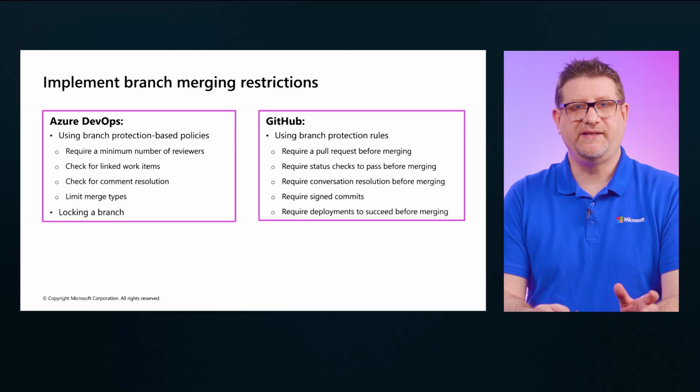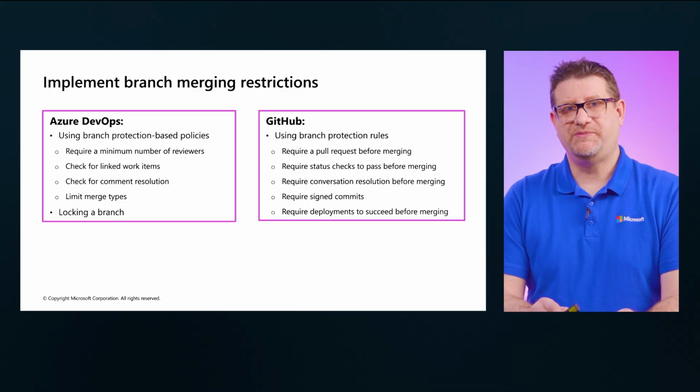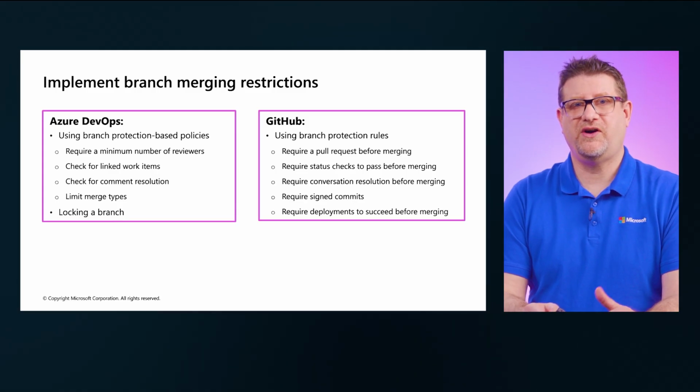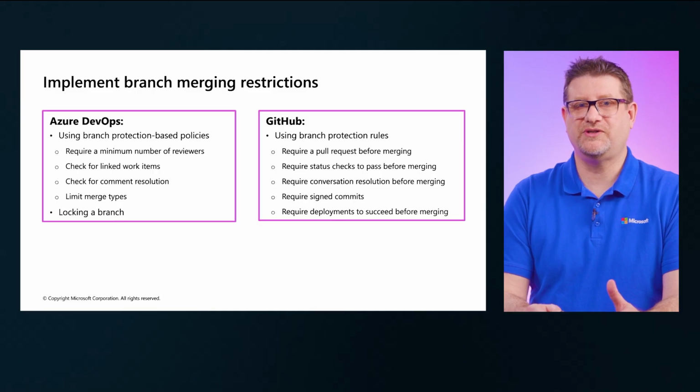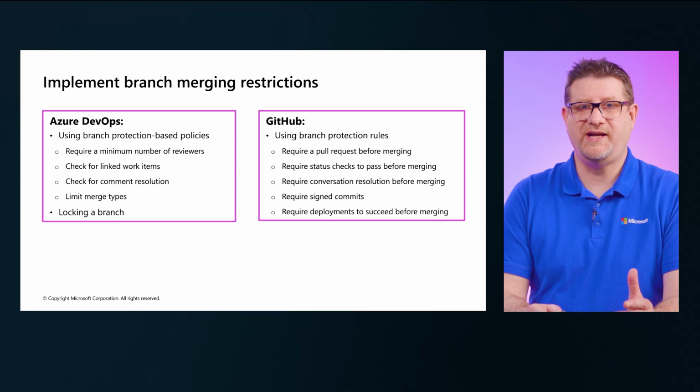Azure DevOps and GitHub use branch protection policies to ensure code quality and collaboration during merges. In Azure DevOps, you can require a minimum number of reviewers, check for linked work items, enforce comment resolution, and limit merge types. Additional constraints can include build validations, status checks from other services, and automatically including designated reviewers for specific code areas. These policies help teams maintain high standards and prevent unreviewed or problematic code from being merged.